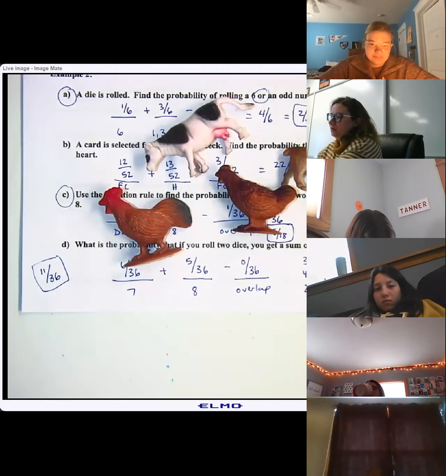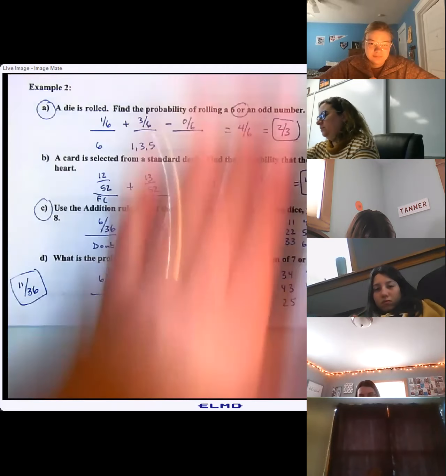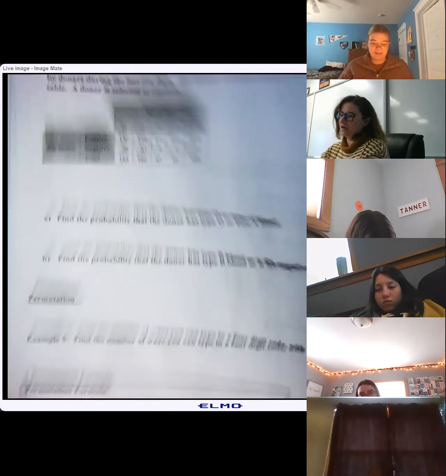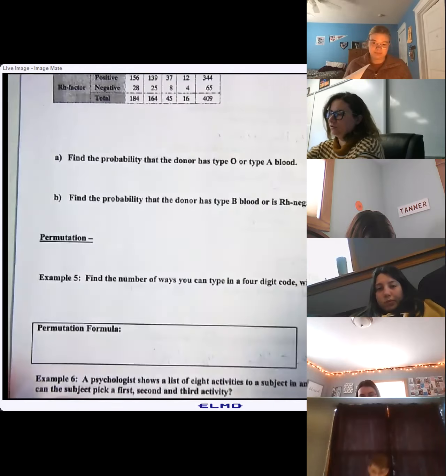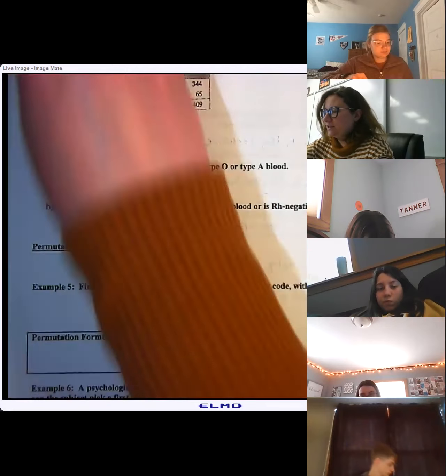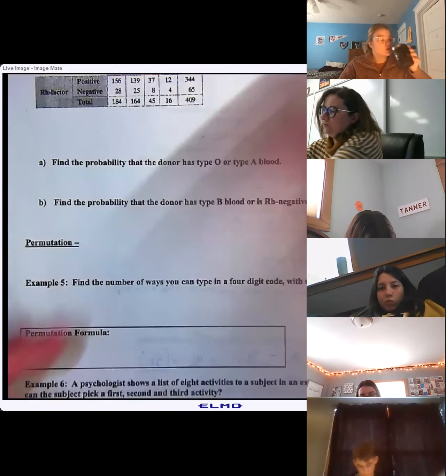Okay. So moving on to the next page. And I think after example 4 is where we're going to stop for the day because I want to do a whole day by itself on permutations and combinations. Because that's going to take a little while to understand, especially for those of you who haven't seen it before.